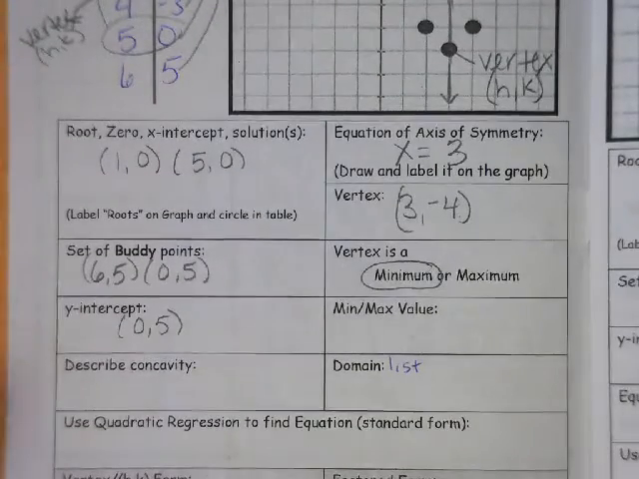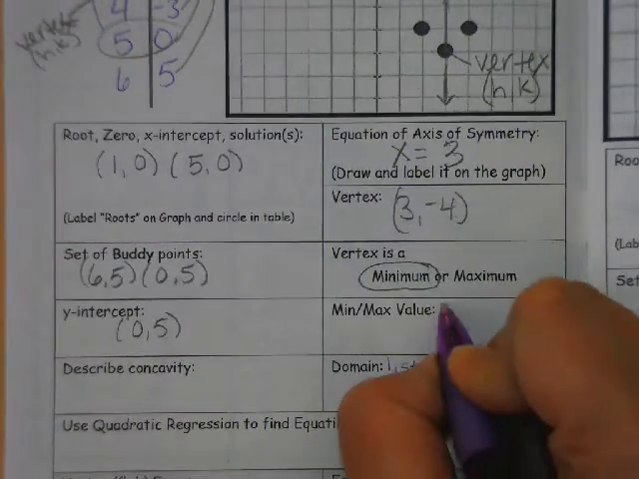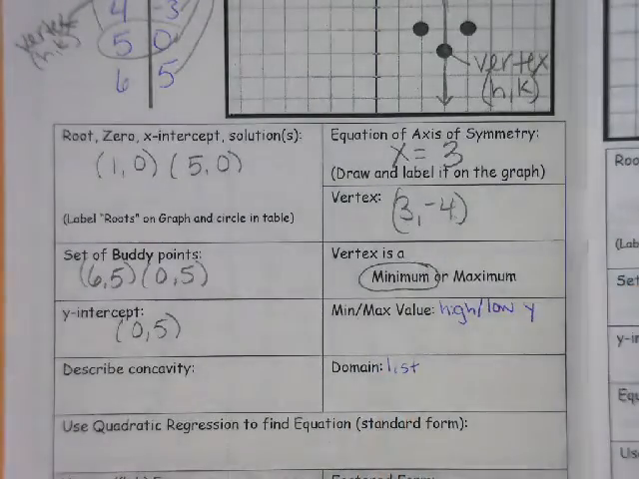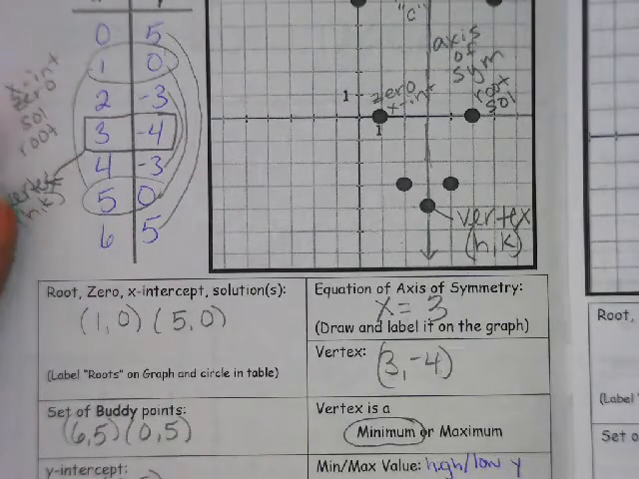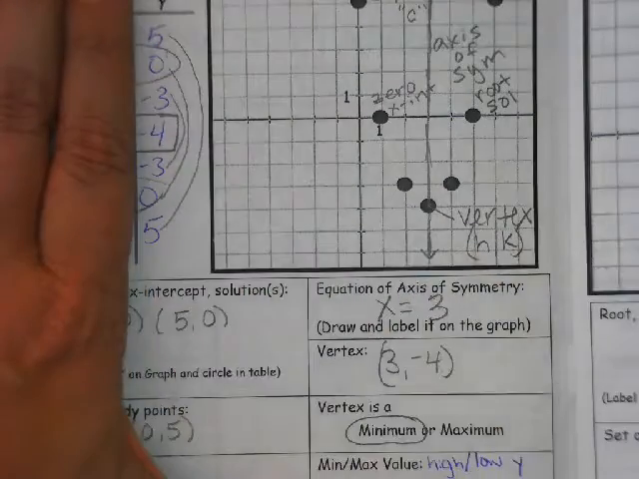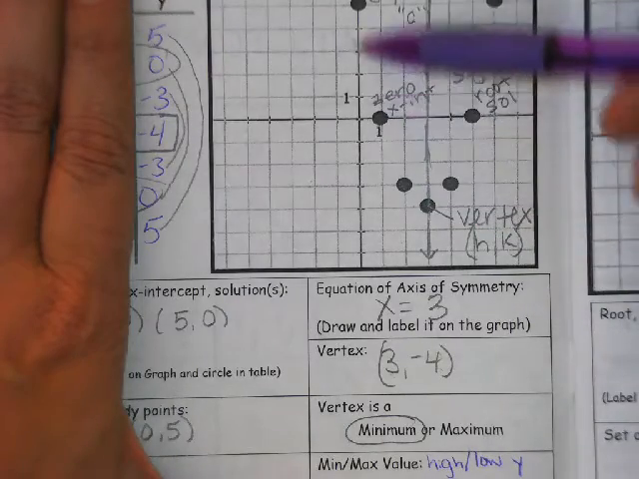We talked about min and max values a long time ago when we did characteristics of graphs. A min or a max value is going to be your high or your low y value. So when you look at your table, what is our highest or our lowest y value? Only looking at the y column. This one happens to be -4 because this would technically keep going up.